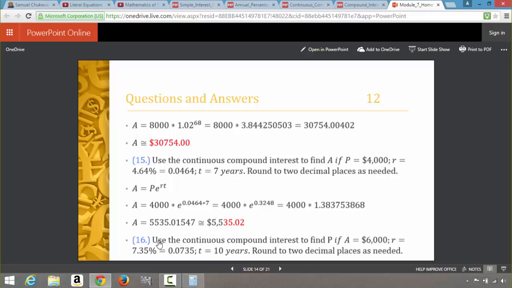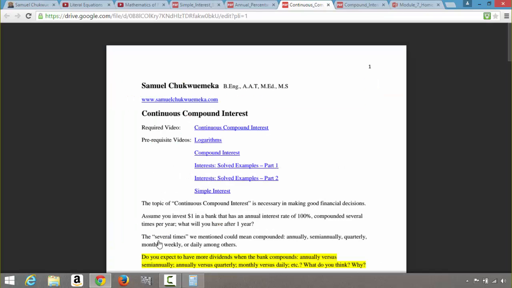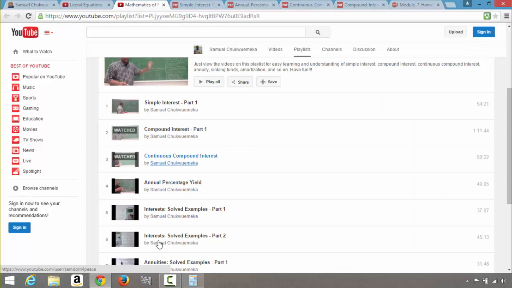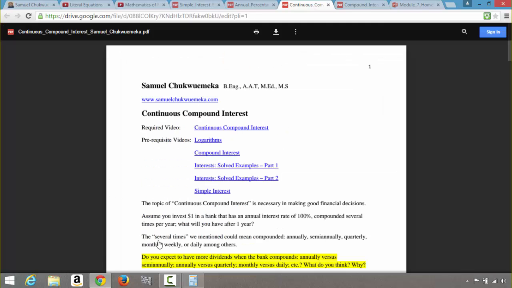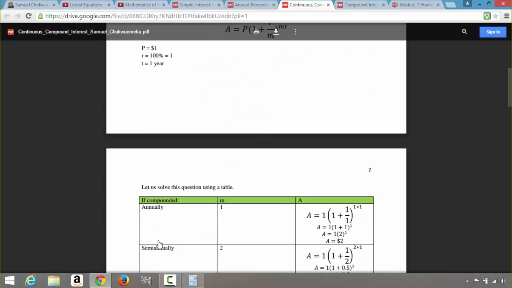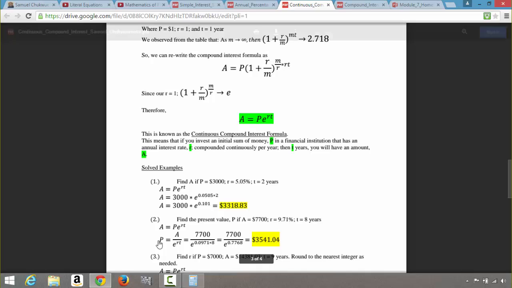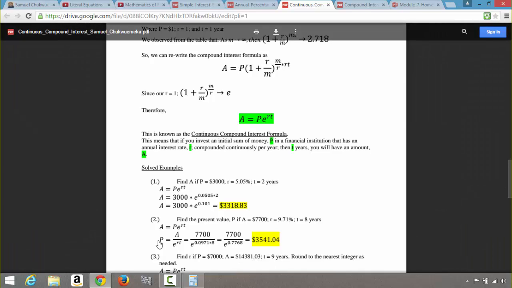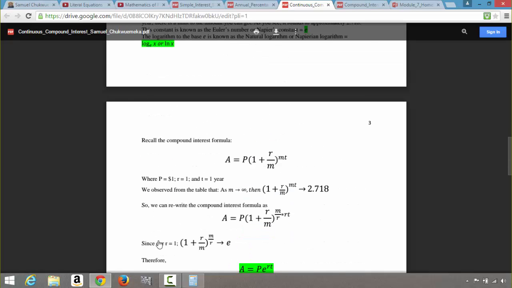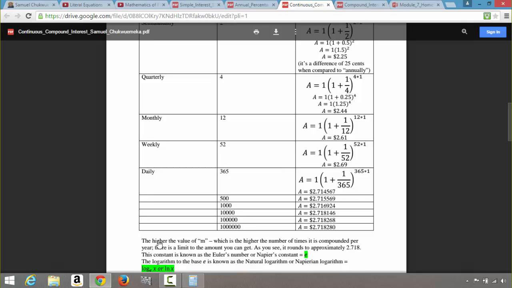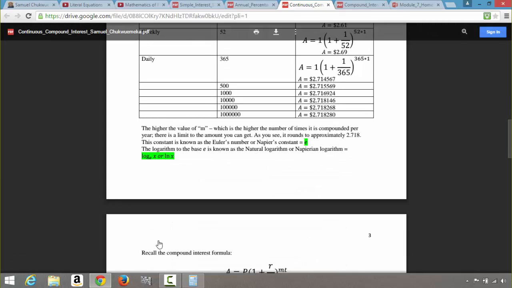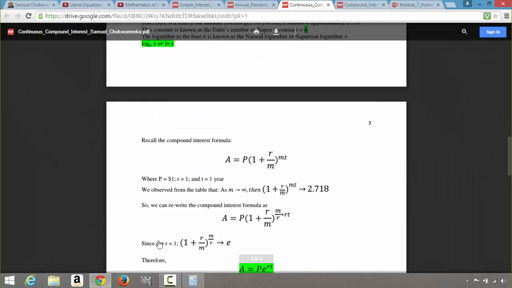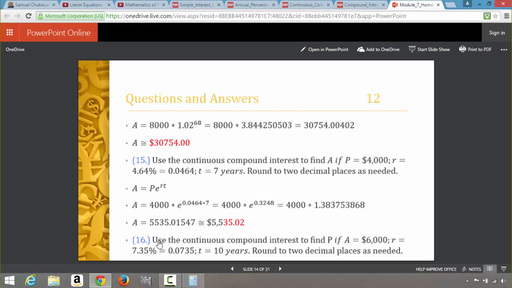So in this case, they are asking for continuous compound interest. So we use the formula here. I have done this in this video here. We have this continuous compound interest formula. Of course, we see that E is the Euler number or Napier's constant. And I showed you how you can get the Euler number. I explained it in the video. Euler's number or Napier's constant. That is E.